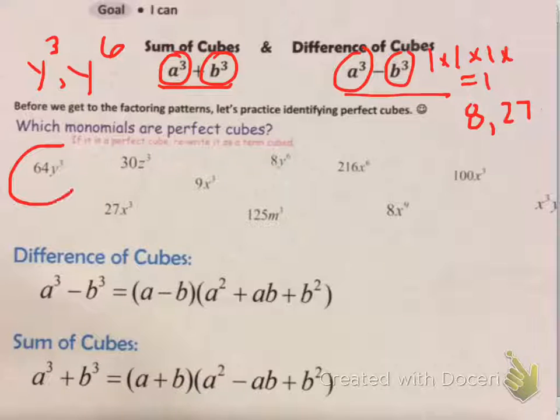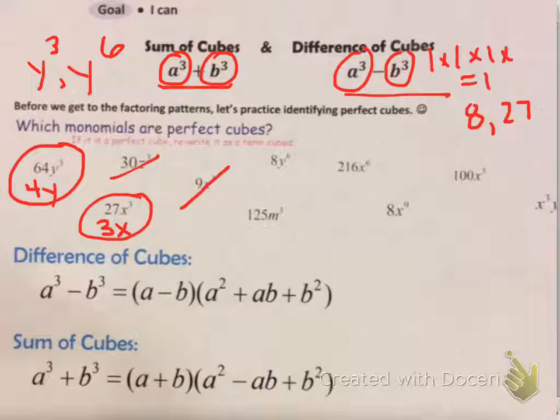So 64y cubed is a perfect cube because 4 times 4 times 4 is 64, and y times y times y is y cubed. So 4y would be its cube root. 30z cubed is not a perfect cube, but 27x cubed is. 27, because 3 times 3 times 3 equals 27, and x cubed, because x times x times x equals x cubed. 9x cubed looks like it's going to be a perfect cube, but that 9 is deceiving, because it's not a perfect cube number. It would be a perfect square number.